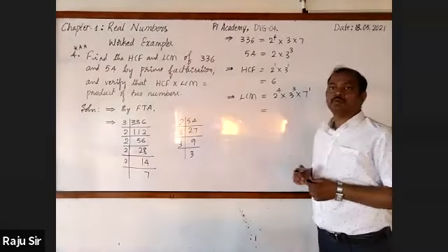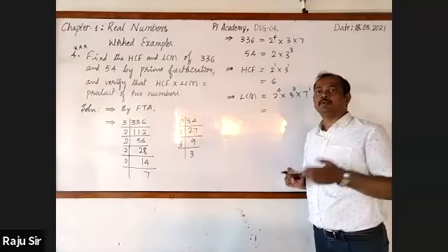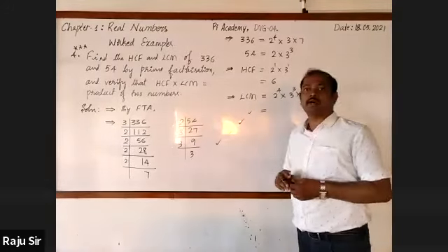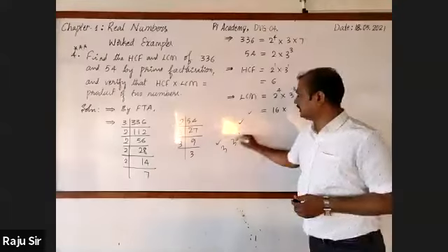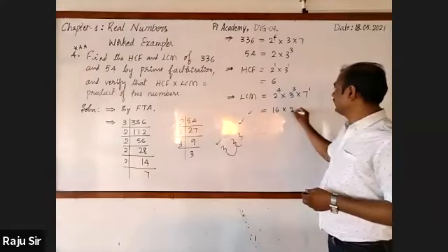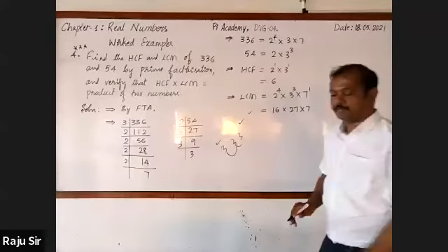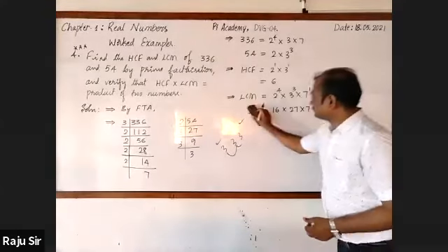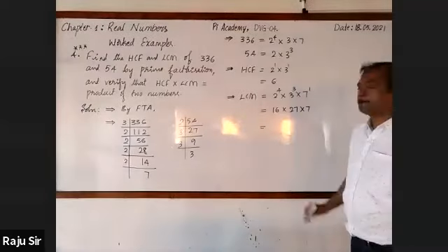This is equal to 2 raised to the power 4. It is 16. 2 2s are 4, 4 2s are 8, 8 2s are 16. 3 cube is 27. Very good. 16 into 27 into 7. Next, this is equal to 16. Let me write this as it is.